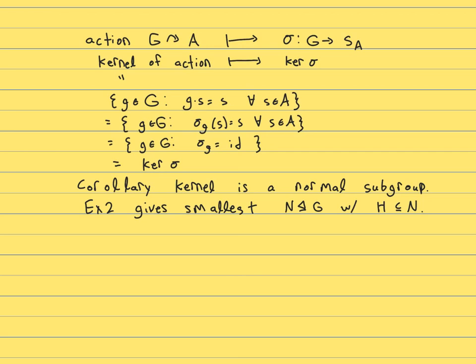So a corollary of this is that the kernel is actually a normal subgroup, because we already know that about kernels of homomorphisms in general. And so that weird example we got from example 2 actually is, you can show this and we won't in this course, but that is the smallest normal subgroup of G that contains H. Because you can show every element in H lies in that kernel, and you can prove that the resulting thing is normal, because we just did.